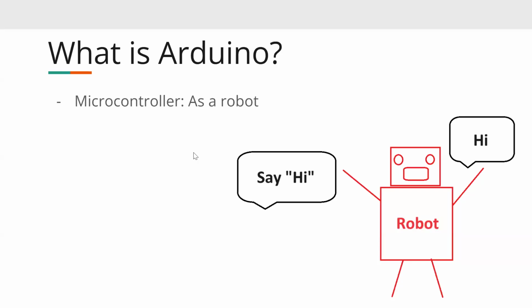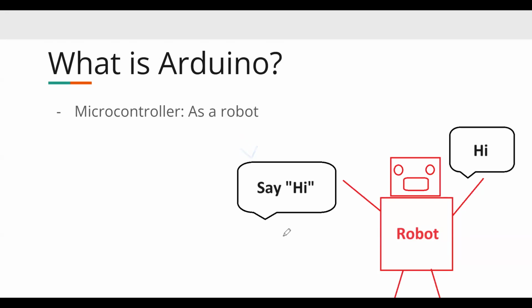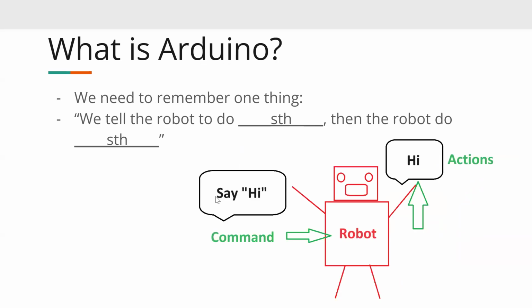Secondly, let us talk about what Arduino is. We can think of Arduino as a robot. Here is one example. We say hi to the robot, and the robot replies hi to us. We can use a simple sentence to remember this: we tell the robot to do something, then the robot does something.